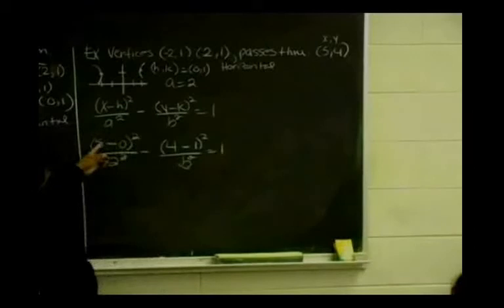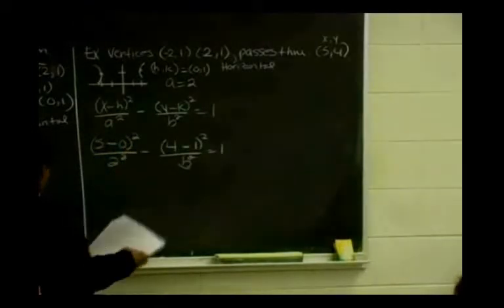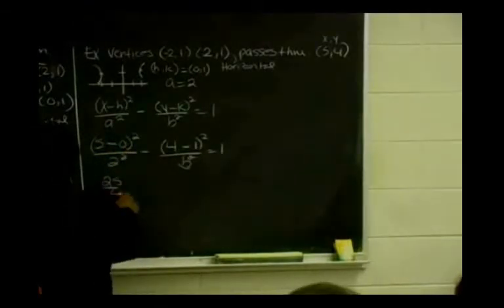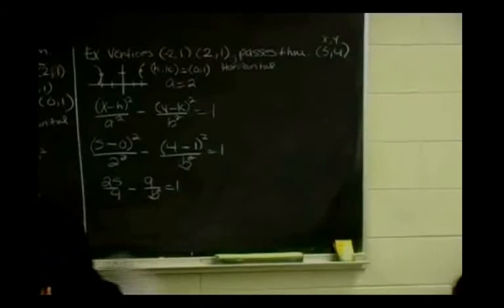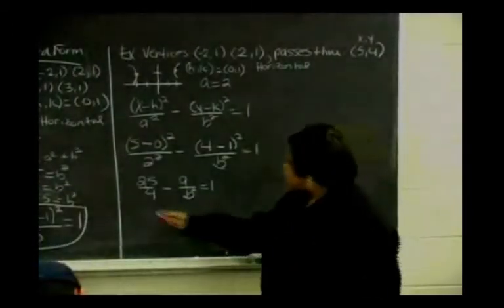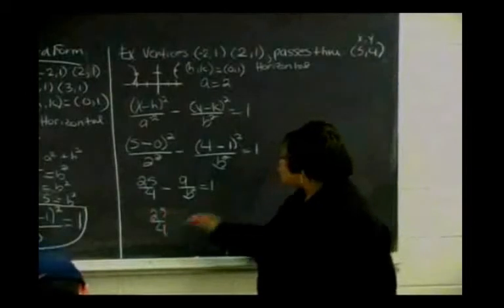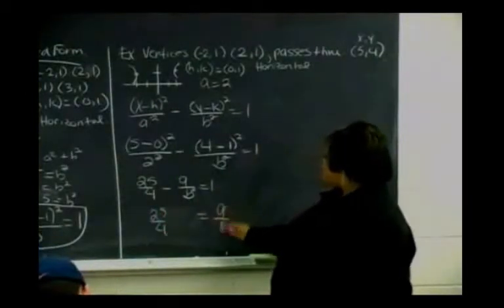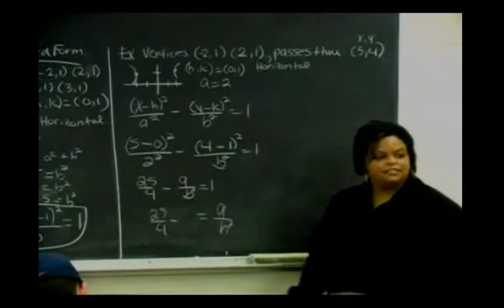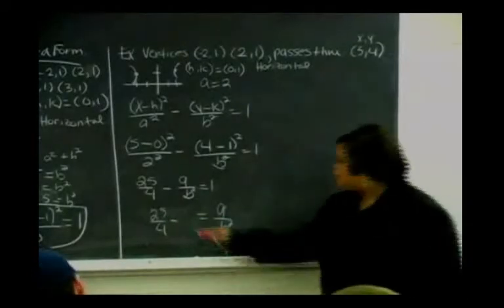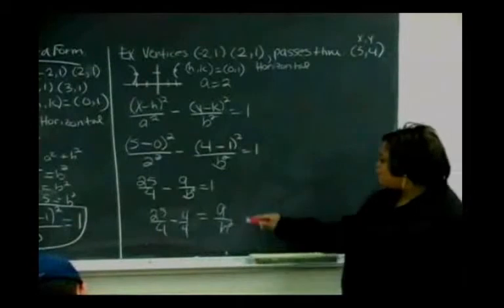So what is this? 25 over 4 minus 9 over b squared equals 1. So I can do 25 over 4. I can bring over this 9 over b squared, and I can take over that 1. Can I not? What is 1? 4 over 4.